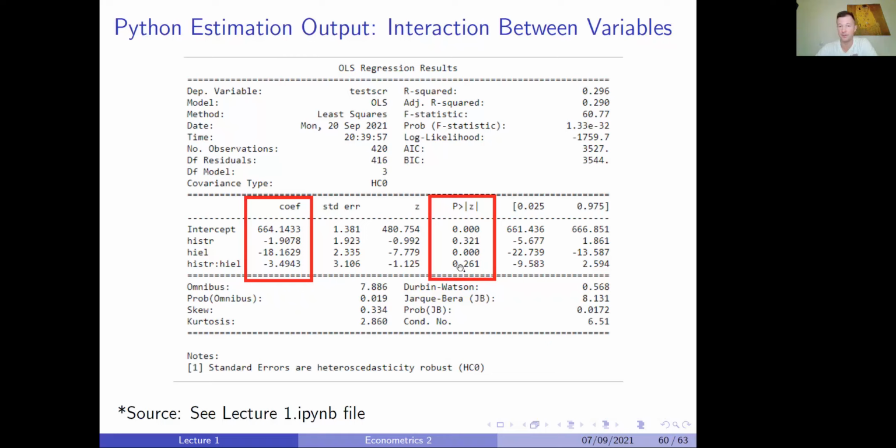Here, the p-value is greater than 5%. So we cannot reject the hypothesis that the true coefficient here is 0.